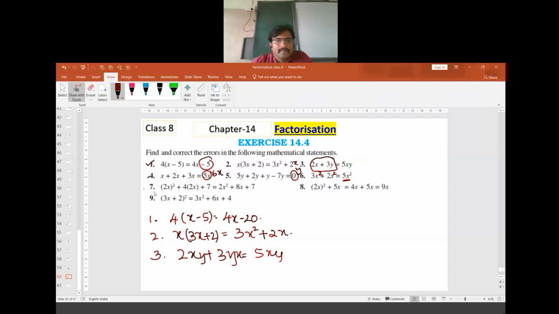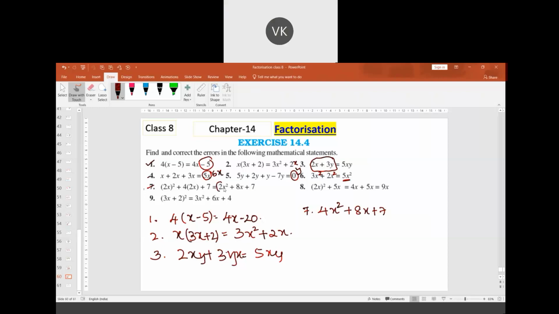Seventh one, is it correct? Sir, 4x square. Let me write 2x square here. When 2x whole square is done, we get 4x square. It should be 4x square plus 8x plus 7. So this has to be 4x.